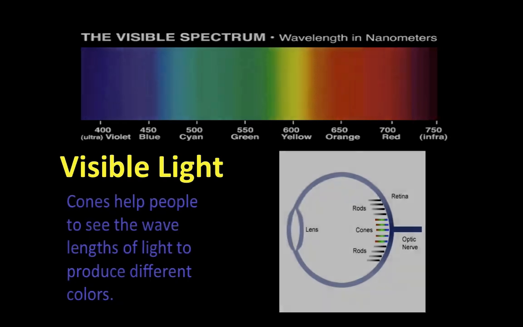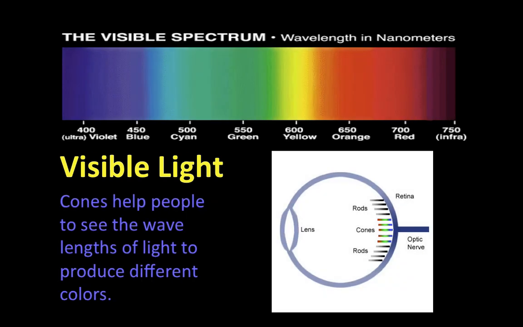The fourth wave is called visible light. Visible light is broken down into the different colors that we are accustomed to seeing: red, orange, yellow, green, indigo, blue, and violet. In order for us to see visible light, we need the cones in our eyes to help us. Well, cones help people to see the wavelengths of light to produce different colors. Without the cones in our eyes, we wouldn't be able to see all of the beautiful colors that are out there.